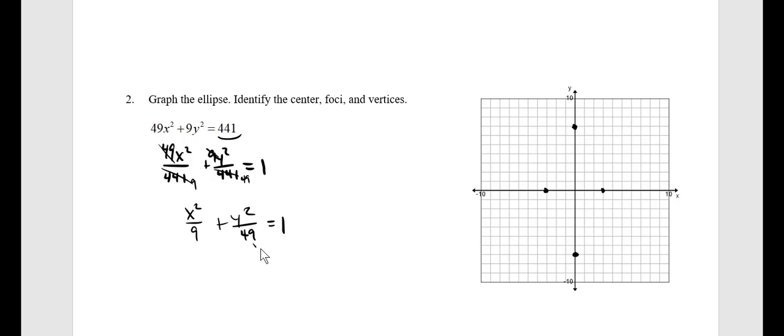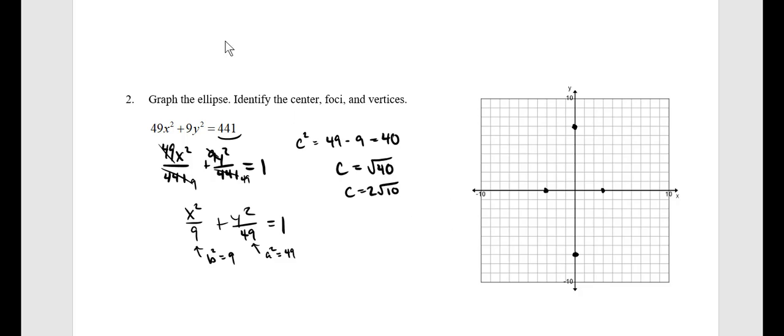So we have that our a value is this guy, the bigger guy. A squared's 49, b squared's the smaller one, 9. So we can find c squared very easily. C squared is a squared minus b squared. Looks like c is root 40, which is 2 root 10. Right, so 2 root 10, let's see roughly how big that is. I mean, root 40, we can tell that's going to be between 6 and 7.